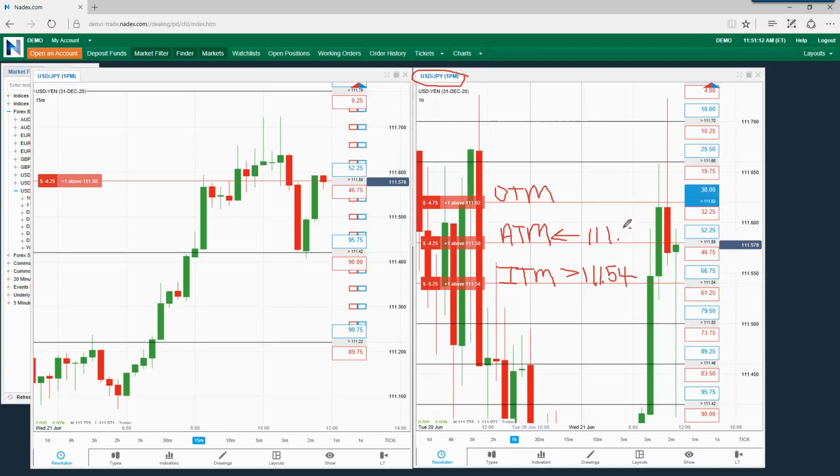So you got 111.58. And on this one, it has to move up to 111.62. So this one has to move to this. This one is already trading there. This one is already trading above that. Do y'all understand that?